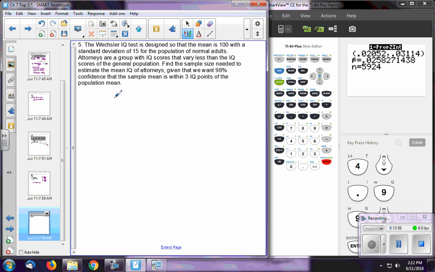So of all of this information that they share with us, let's make a list here. They told us that the mean is 100 with a standard deviation of 15 points. We want to be 98% confident, so our confidence level is 0.98. And we need to estimate this within 3 IQ points. That means that we need our margin of error to be within 3 points. So our margin of error is 3. To construct a minimum sample size, we also have to find the z-score that would be associated with 98% confidence.